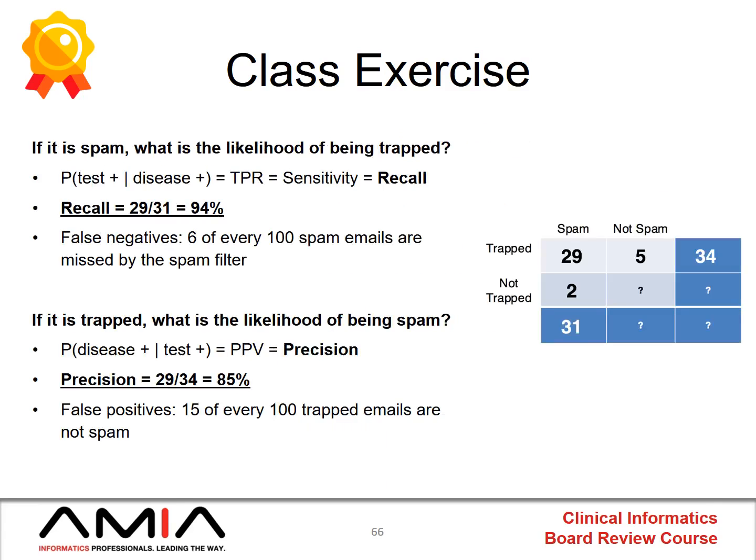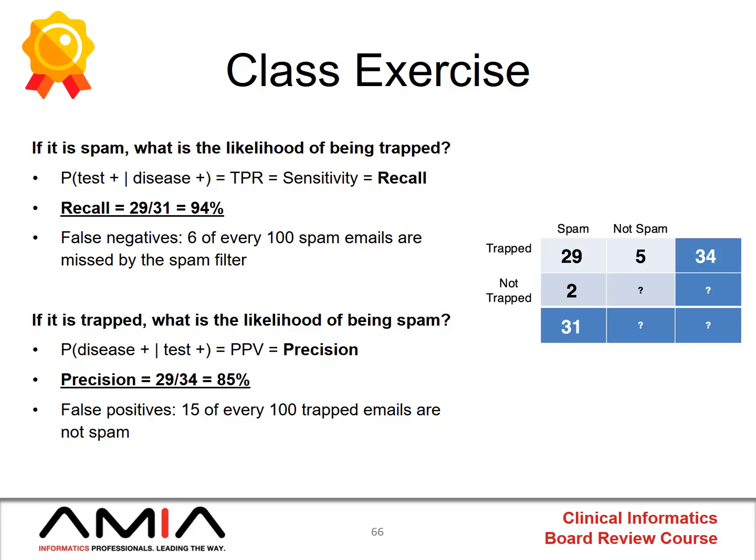So the first question, if it's spam, what's the likelihood of being trapped? Again, we said that that's the recall of this spam filter, and that's 29 divided by 31, which is my true positive rate, or 94%. And conversely, 1 minus that, or 6%, is my false negative rate. So there's a 94% chance that if an email is spam, it'll be detected, which means there's a 6% chance that if an email is spam, it will not be detected. It will be missed by the spam filter.